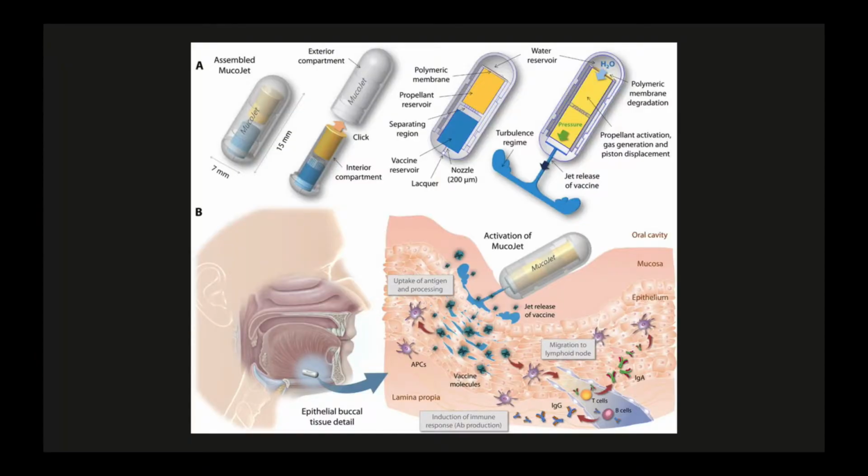Here we can see a more visual representation of the capsule and how it works. So in part A, you can see the capsule and the interior compartments as well as the exterior compartments. The yellow is the powdered citric acid and sodium bicarbonate compartment, and the blue is the vaccine. And once the exterior and interior compartments click, you can see the jet release of the vaccine. And then in part B, you can see this capsule being applied onto the cheek and its effects.